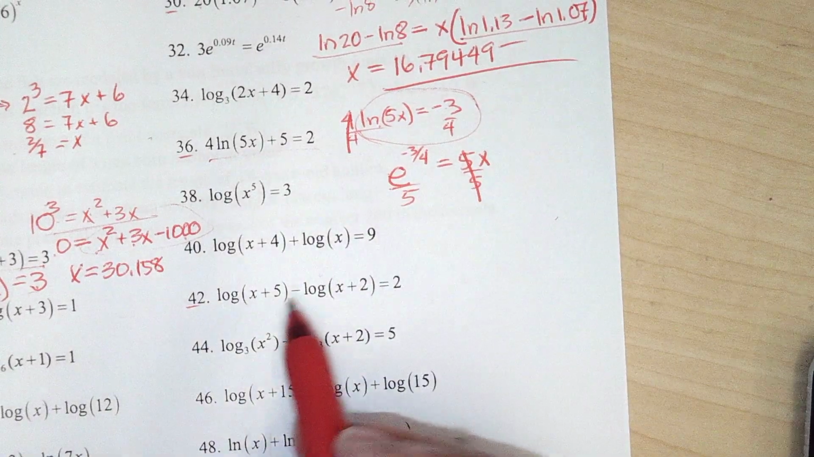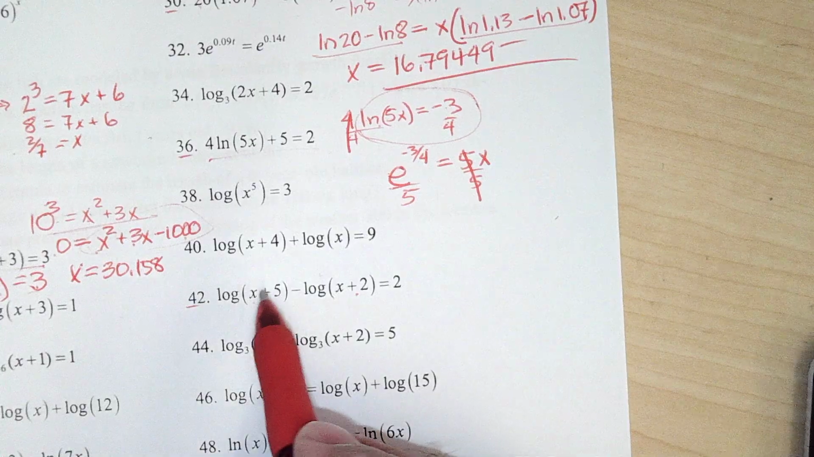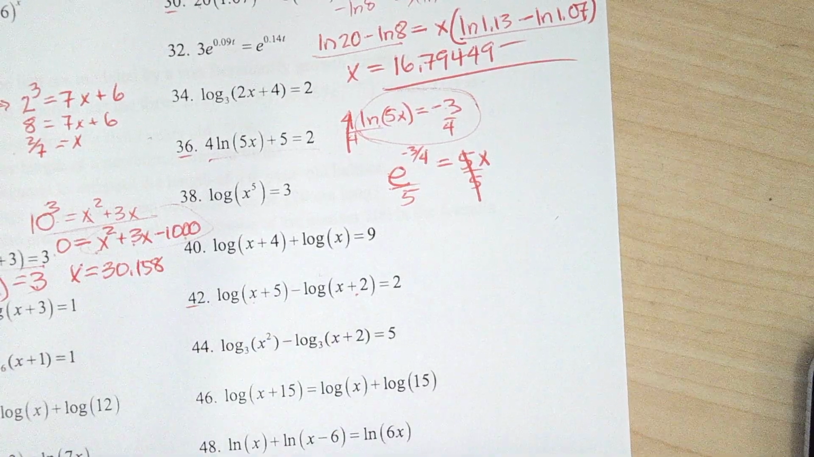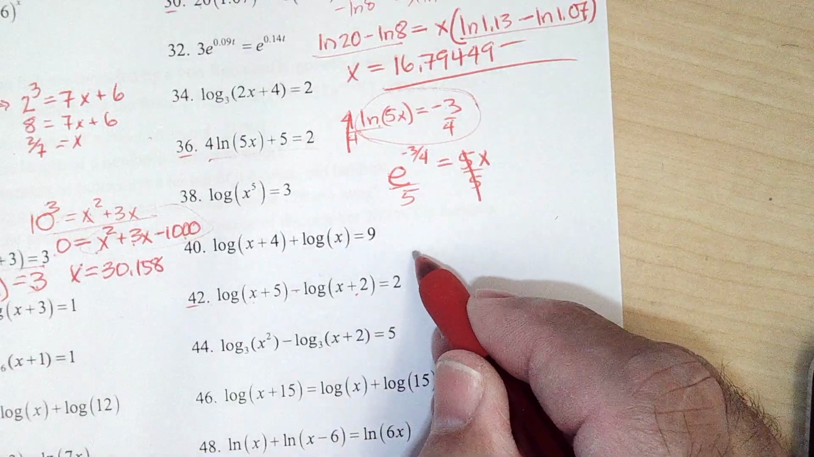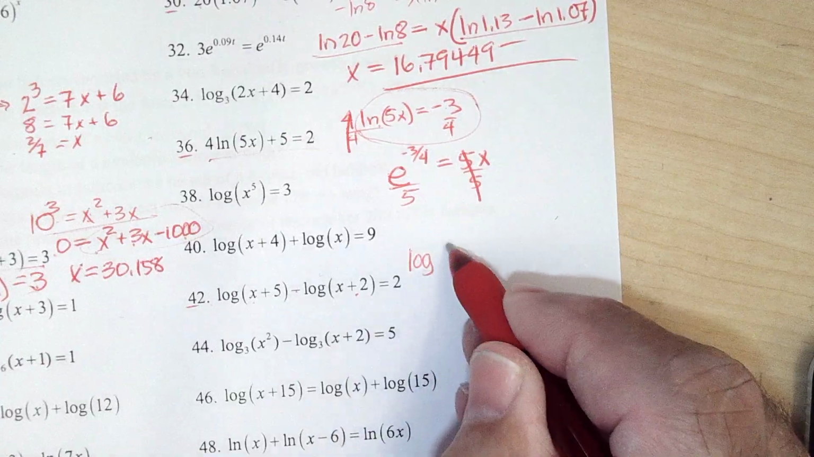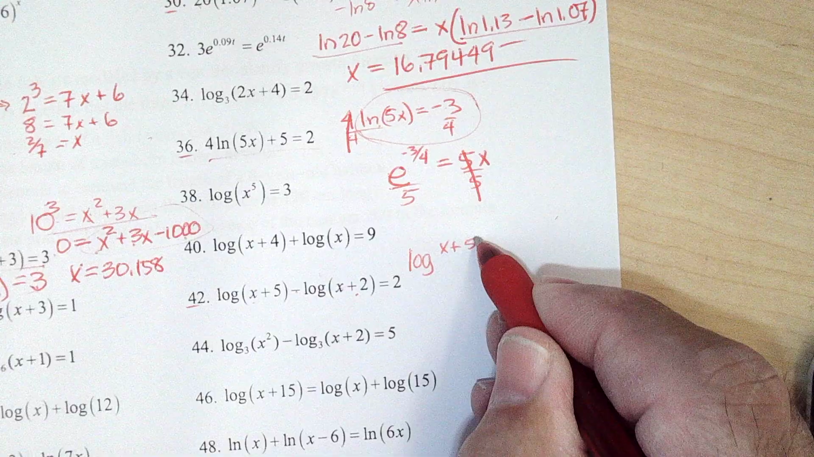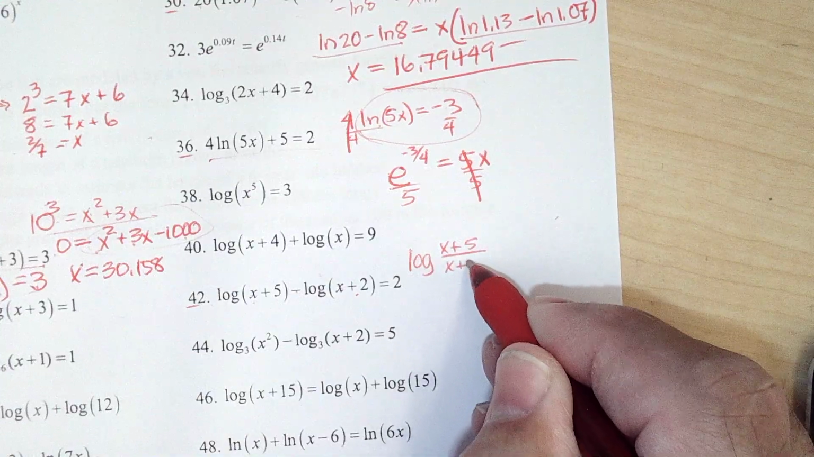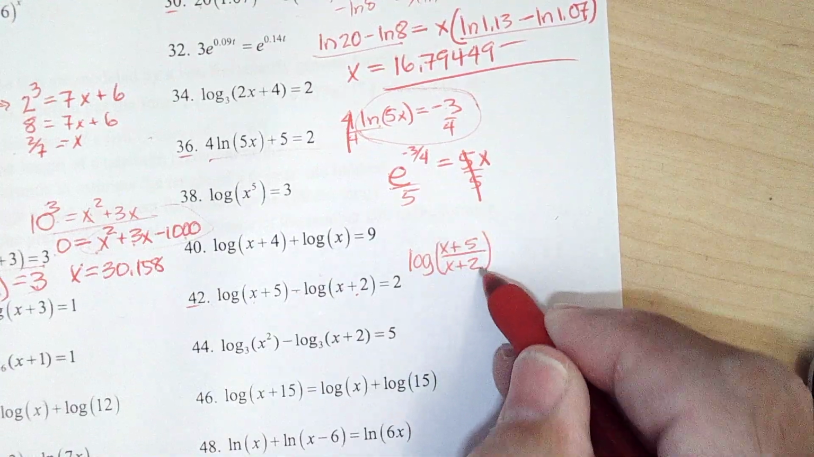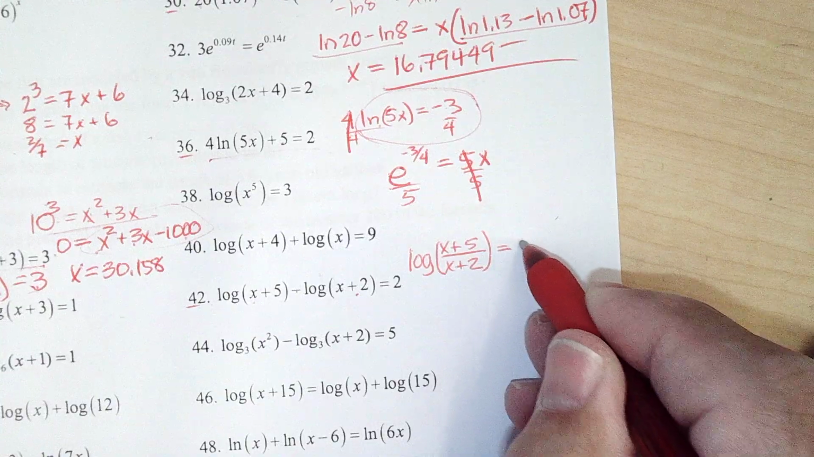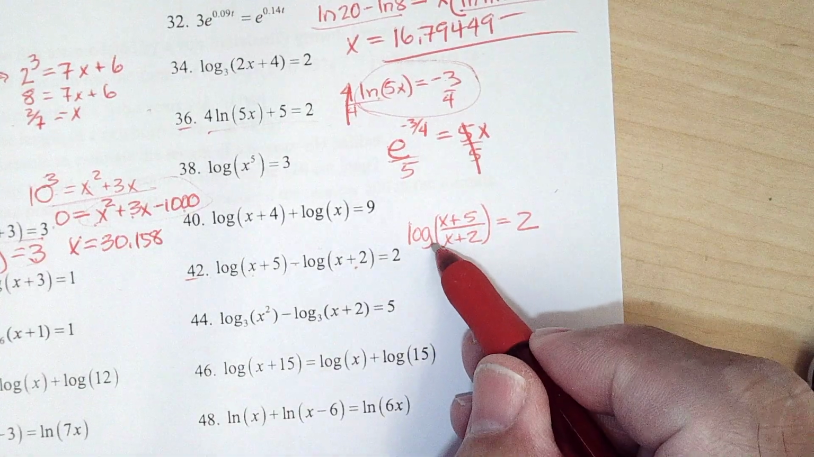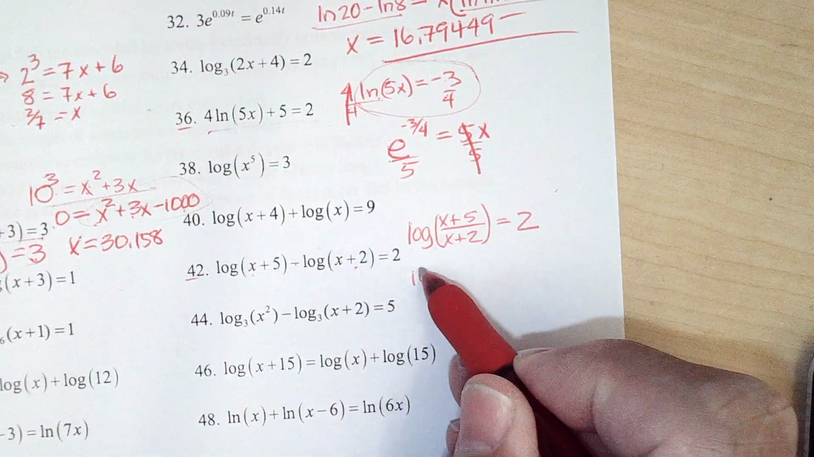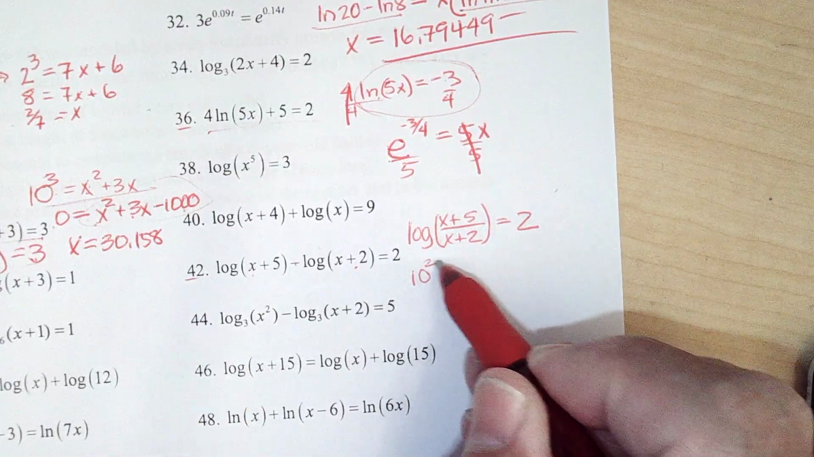All right. Here we got minus, to make it down to a single log, so we can use rule number 1. Minus means divide. So we got log of x plus 5 over x plus 2, when it's minus and subtract, equals 2. Rule number 1 says 10's the base. This is the power.